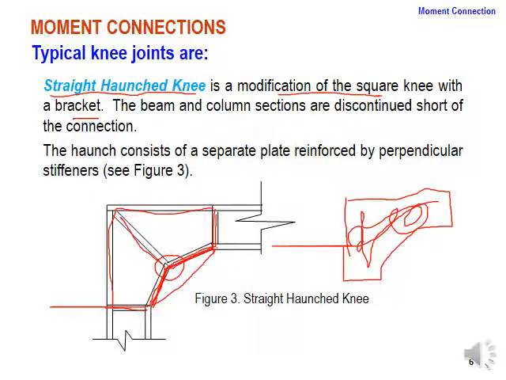The beam and column sections are discontinued short of the connection. So here you can see the beam has been connected. There is no concept of continuation of the beam or the column, as we have discussed in bracket knees and also in the knees with the diagonal stiffener, square knees properly. In this particular way your beam has been discontinued along with the stiffener, and your column will be discontinued over here, and only the remaining corner part will be your connection part. The haunch consists of a separate plate reinforced by perpendicular stiffeners.